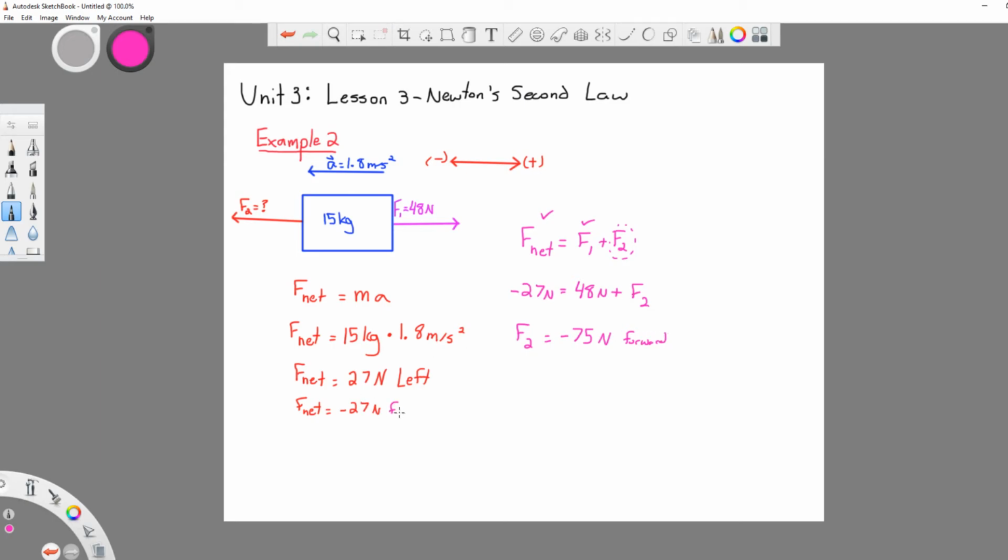I'll write that on here too. This one was also forward. And if we want to give it some human qualities, something that people can understand, we can say that F2 is equal to 75 newtons. Oh, I should have said to the right rather than forward. Let's cross that out and say to the right. And this is 75 newtons left. There we are. Final answer.